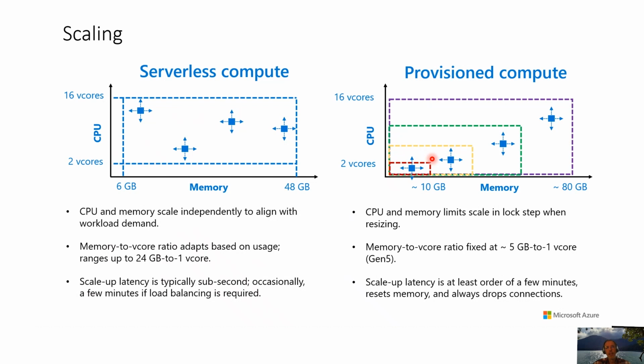On the other hand, those 2 cores and that 10 gigs are being billed regardless of whether or not they're actually being used. So in a sense, there's a pricing penalty here.